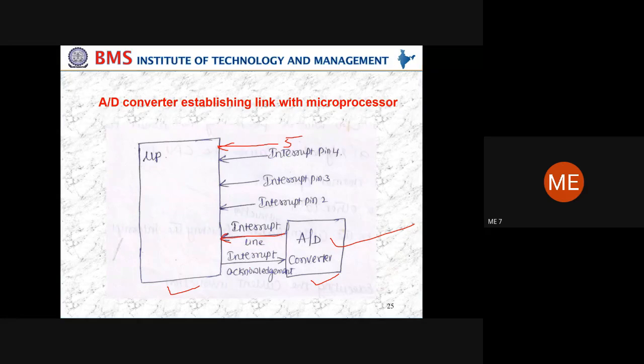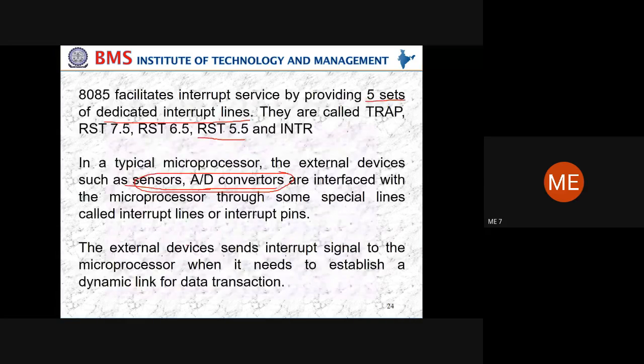Remember, without the interrupt acknowledgement, it is not possible to establish the communication between the ADC converter and the microprocessor. So that is very, very important. This is a very important concept which comes in the interrupt, and this is going to be one of the questions for your case study or the innovative question.